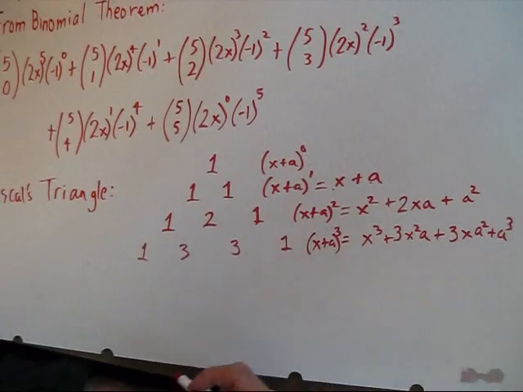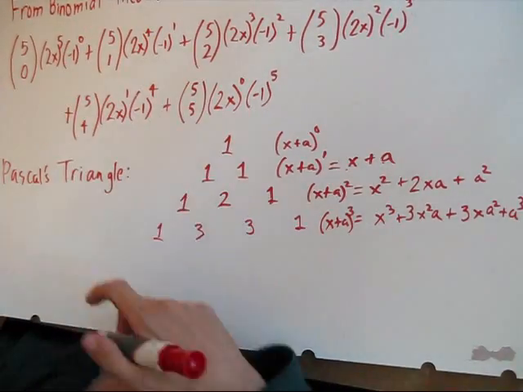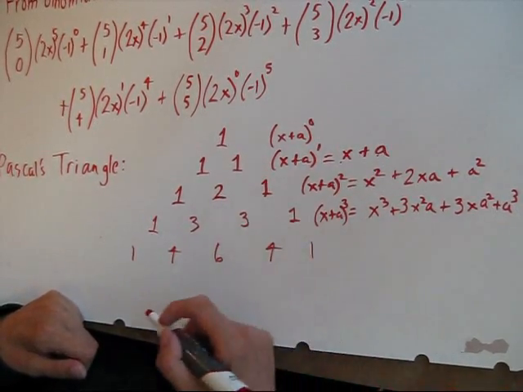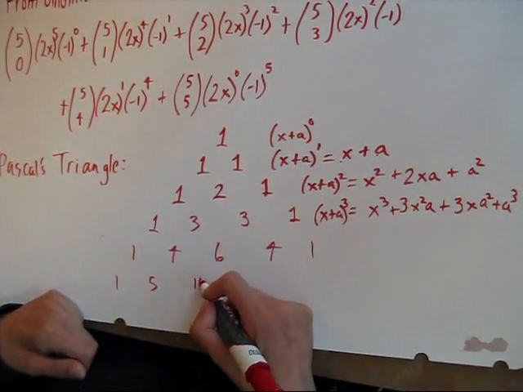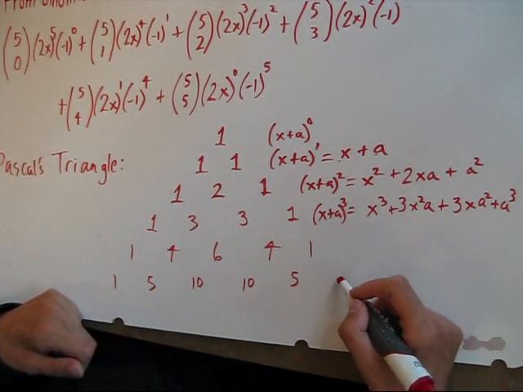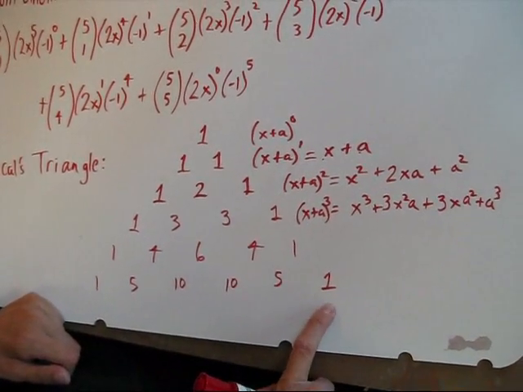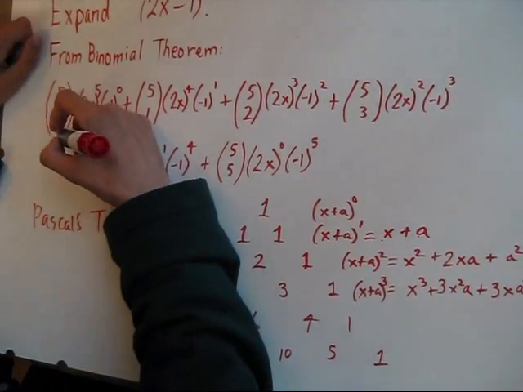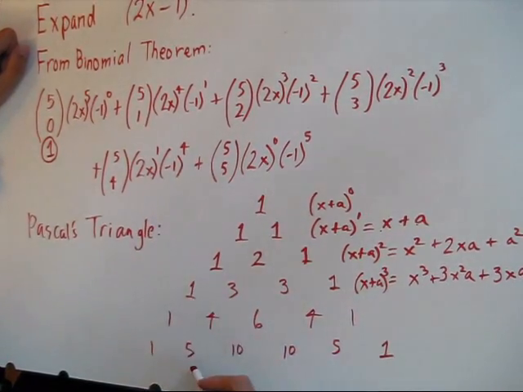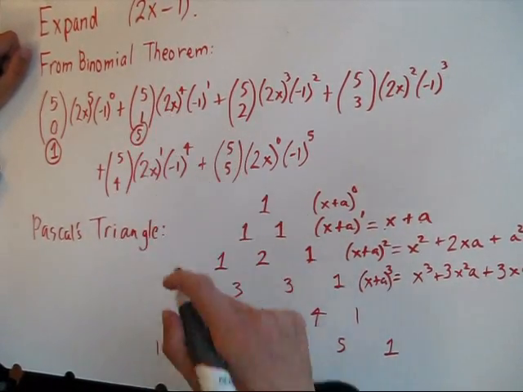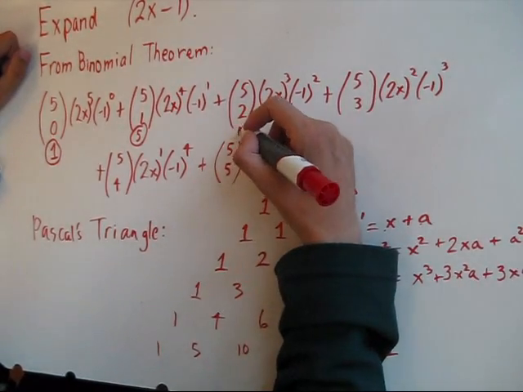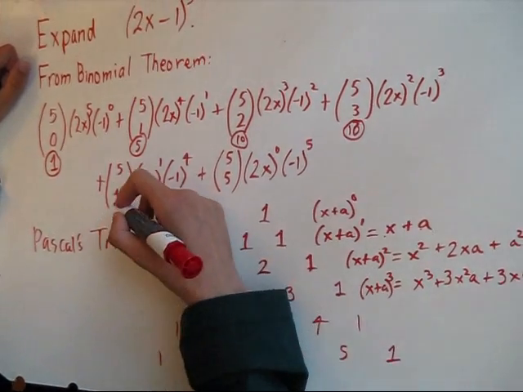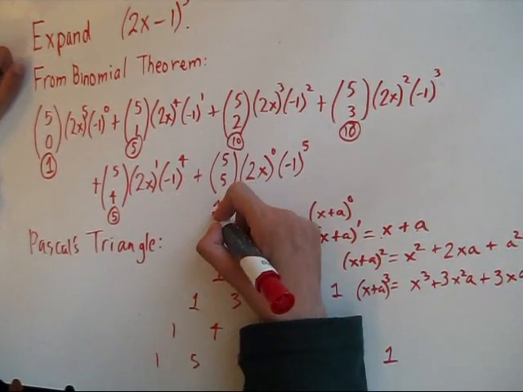So let's go down all the way to the 5th power. So we have 1, 4, 6, 4, 1, and a 1, 5, 10, 10, 5, 1. These are the coefficients right here. So this 5 choose 0 is 1, 5 choose 1 is 5, 5 choose 2 is 10, and then it's symmetric, so we have 10, 5, and 1.